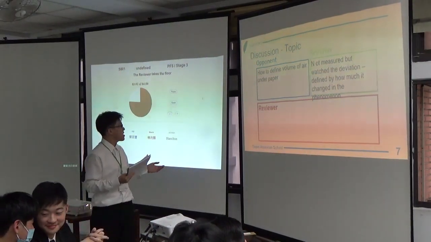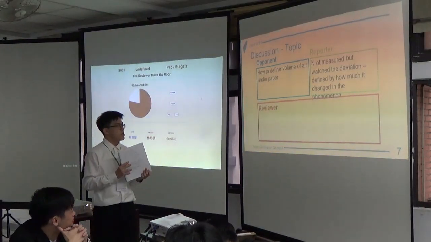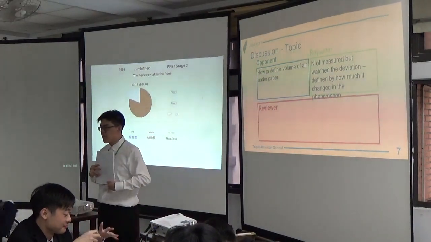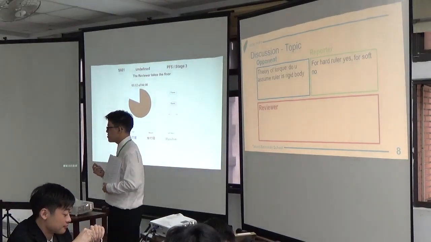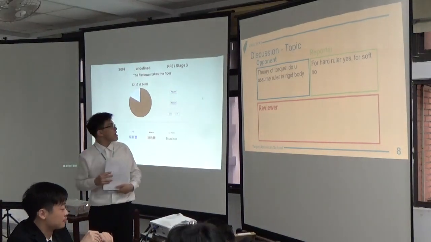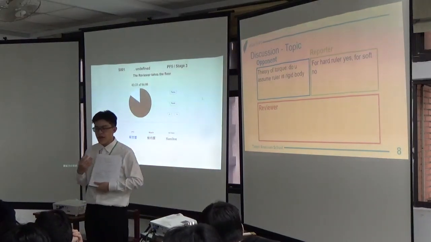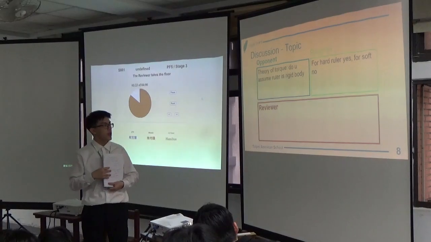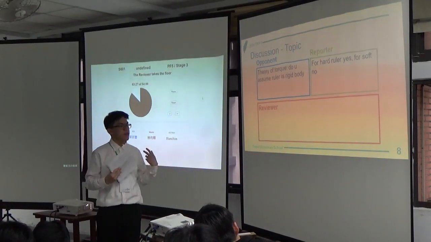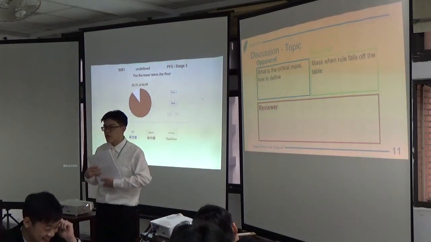And how to define the volume. The opponent asked the reporter how they define the volume of the air under the paper. The reporter did not actually measure the dimensions of the volume, so I would have added a scale to directly measure the dimensions of the volume. And the opponent asked the reporter whether or not they defined the ruler as hard or as a rigid body, and they defined a hard ruler as yes and a soft ruler for no, and I agree with the reporter's statement.